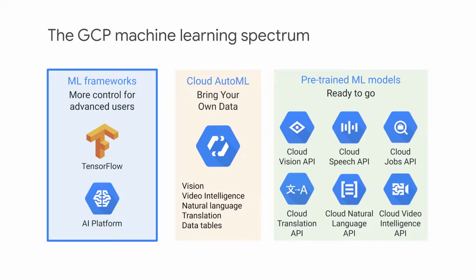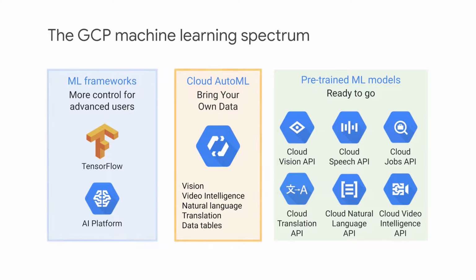Advanced users who want more control over the building and training of their ML models will use tools that offer the levels of flexibility that they're looking for. And this could involve developing custom models through an ML library like TensorFlow that's supported on AI platform. This option works well for data scientists with the skills and the need to create a custom TensorFlow model. But increasingly, you don't have to do that.